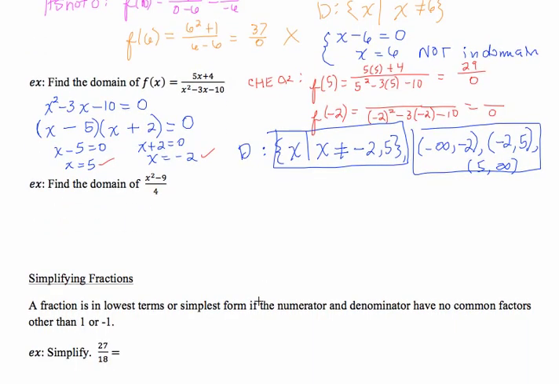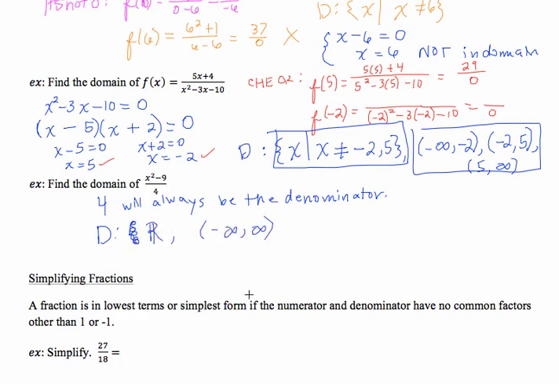Okay, next one. Find the domain of x squared minus 9 all divided by 4. Now there's no x's in the denominator. So no matter what x you plug in, 4 will always be the denominator. So no matter what you do, there's no way to get a 0 in the denominator. So therefore the domain is all real numbers, or from -infinity to infinity.